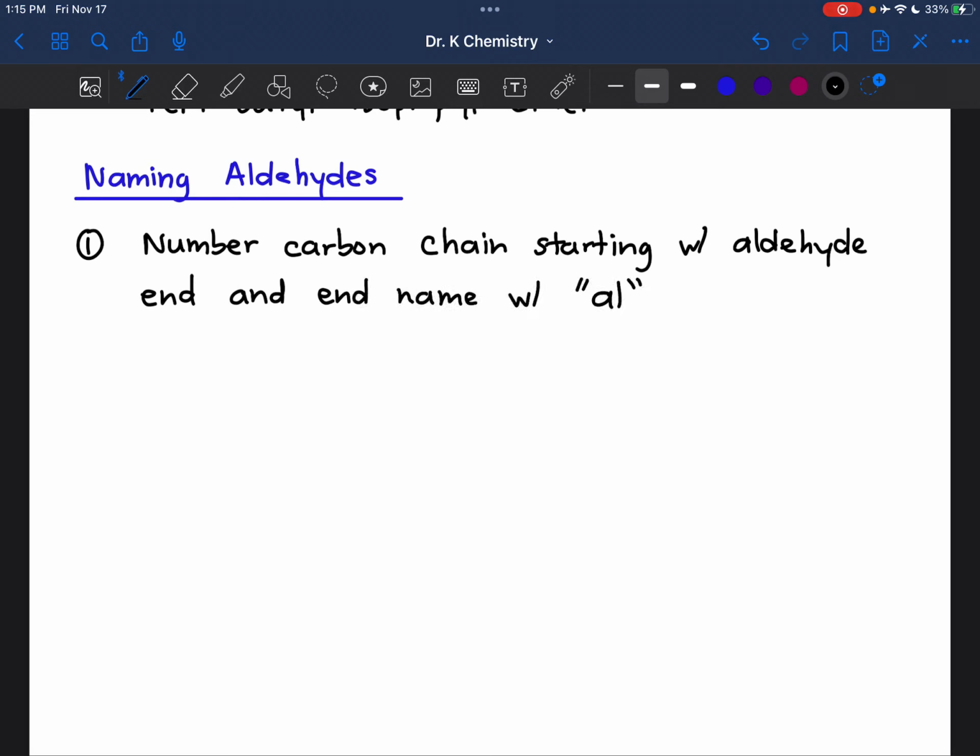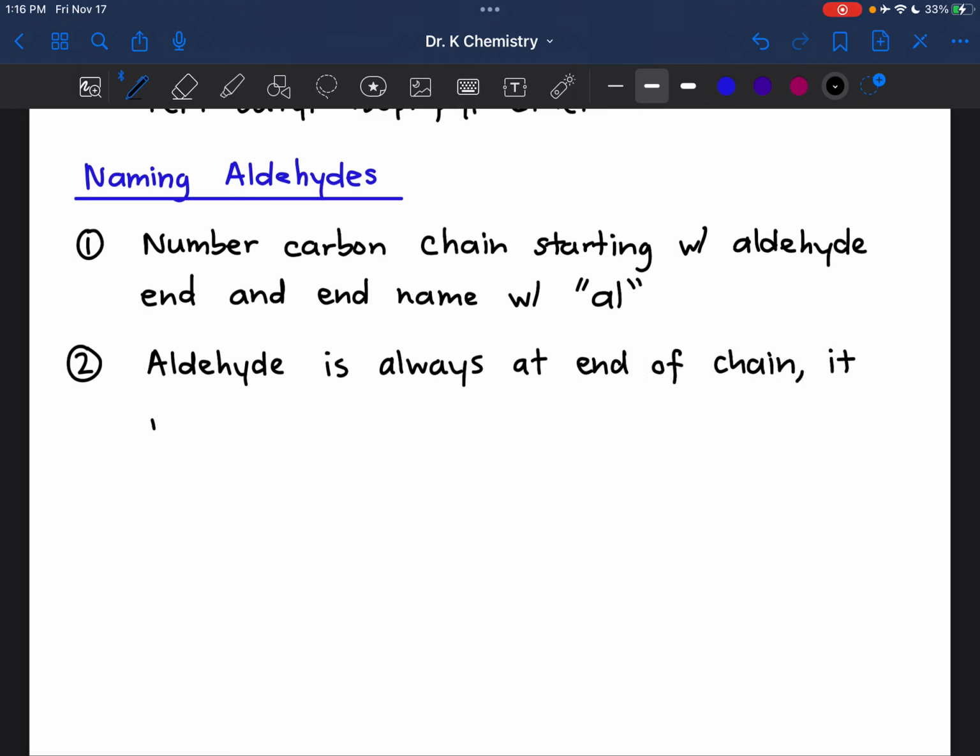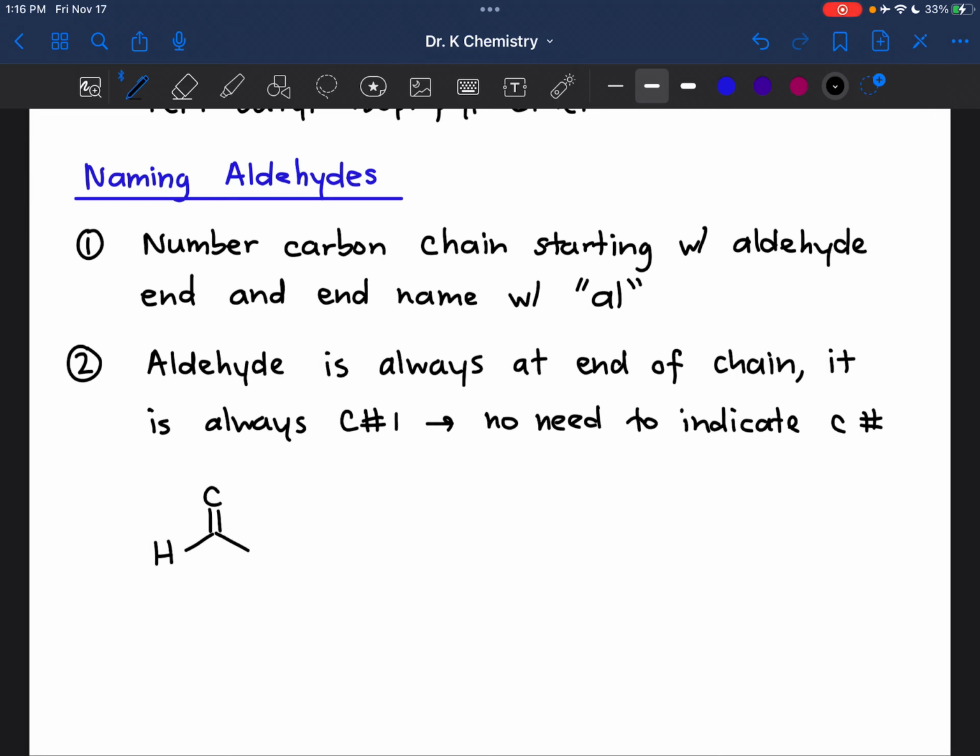And since the aldehyde is always at the end or beginning, however you want to think about it, at the end of the chain, it is always carbon 1, which means we don't need to indicate that. So no need to indicate carbon number because it's always carbon 1. And that just has to do with the structure of aldehydes.